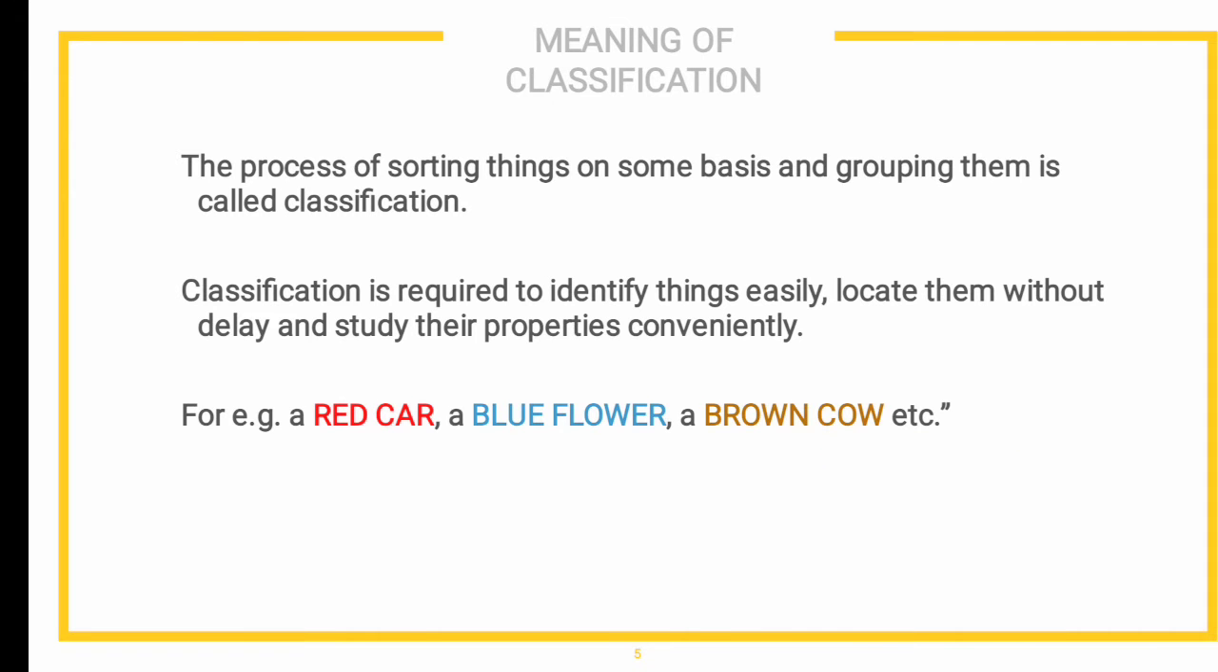The first thing we are going to talk about is classification. The process of sorting things on some basis and grouping them is called classification. Classification is required to identify things easily, locate them without delay, and study their properties conveniently. For example, if you are looking for medicine in your house, the first place you will look is the first aid box. Other examples could be a red car, a blue flower, or a brown cow. Here we are taking color as a classification method.